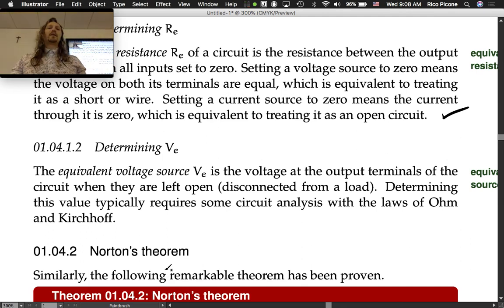Something that is sort of embedded in this is that determining which are our output terminals is like the first step. You have to figure out what are your output terminals in the circuit before you can find an equivalent circuit, a Norton or a Thevenin equivalent circuit.